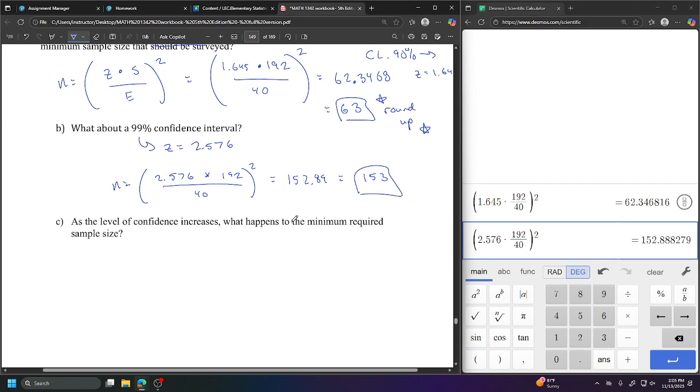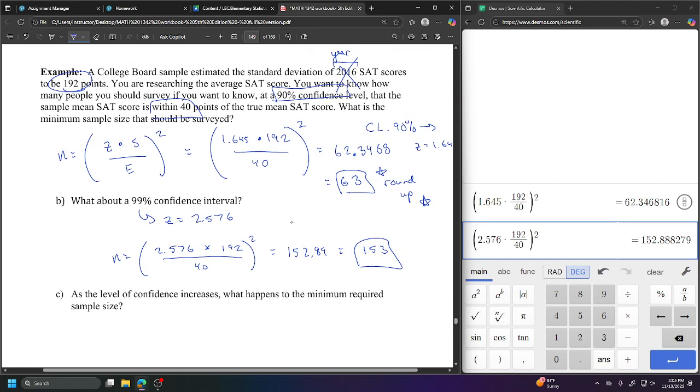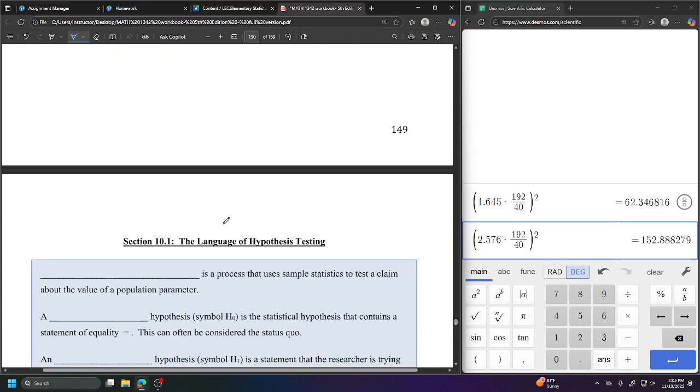Okay. So it says as the confidence increases, we went from 90 to 99. What happened to the minimum sample size? I went from 63 to 153. So what happened here? From here to here, what did I do? Increased. Yep. Exactly. Increased. You're right. And then we're done with that section.